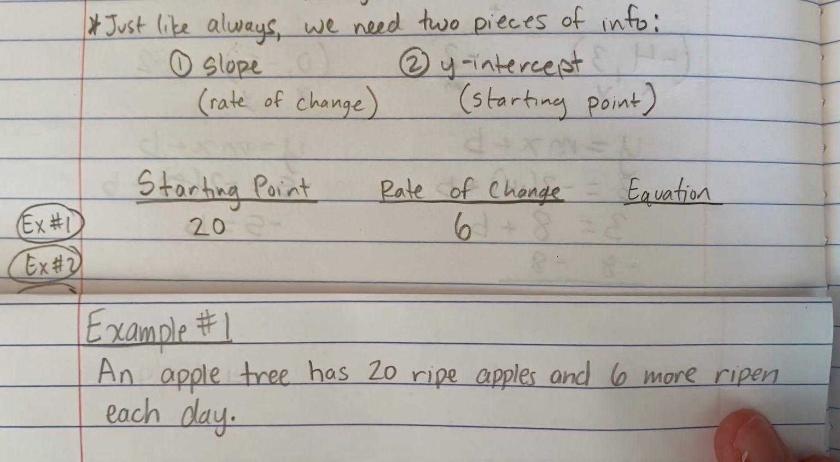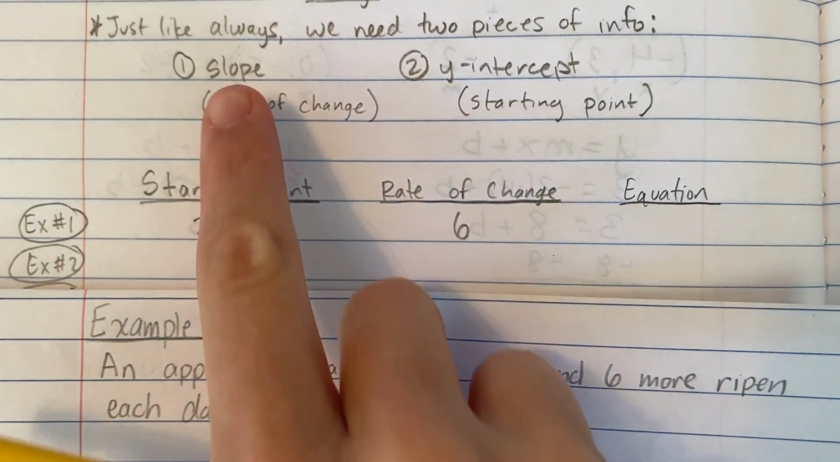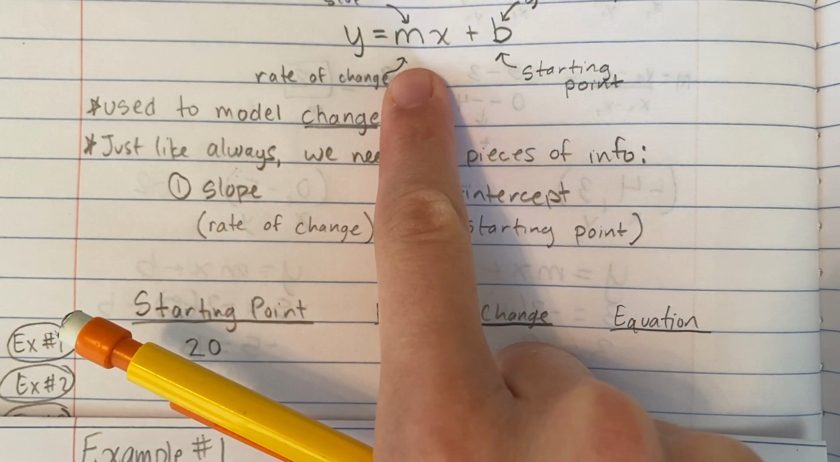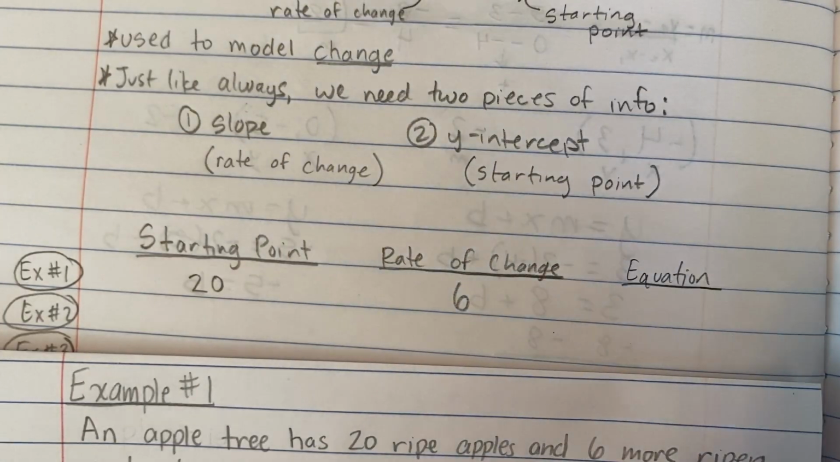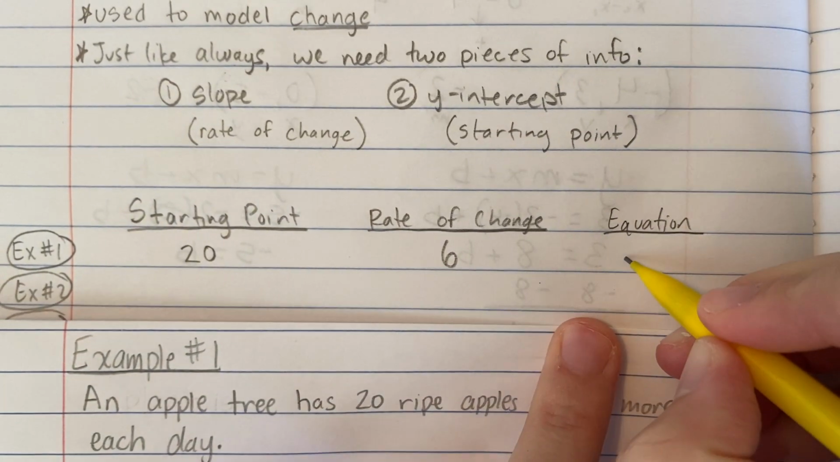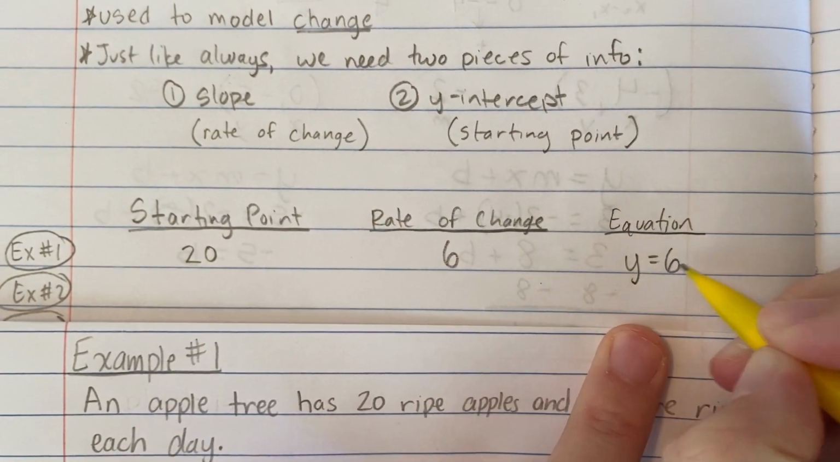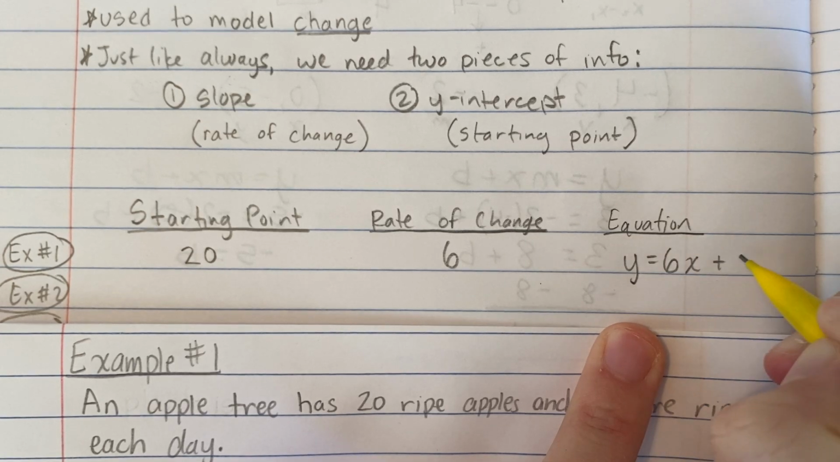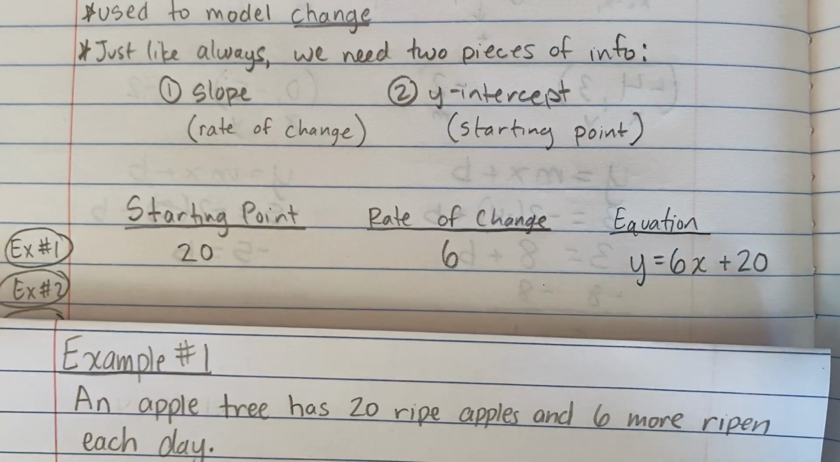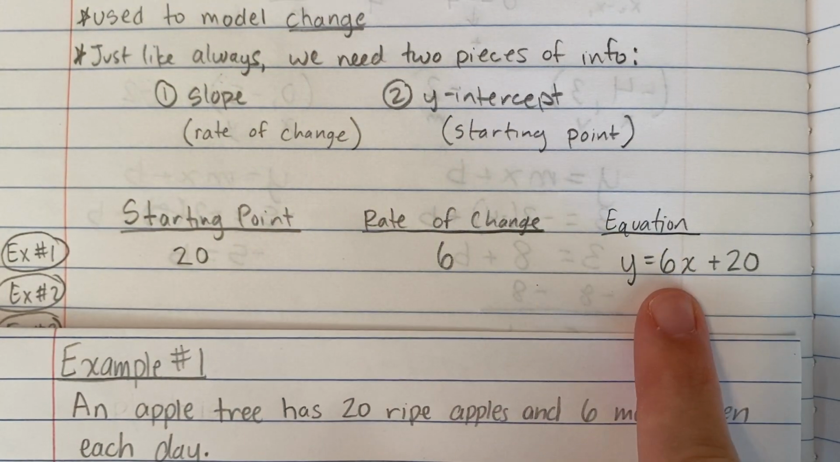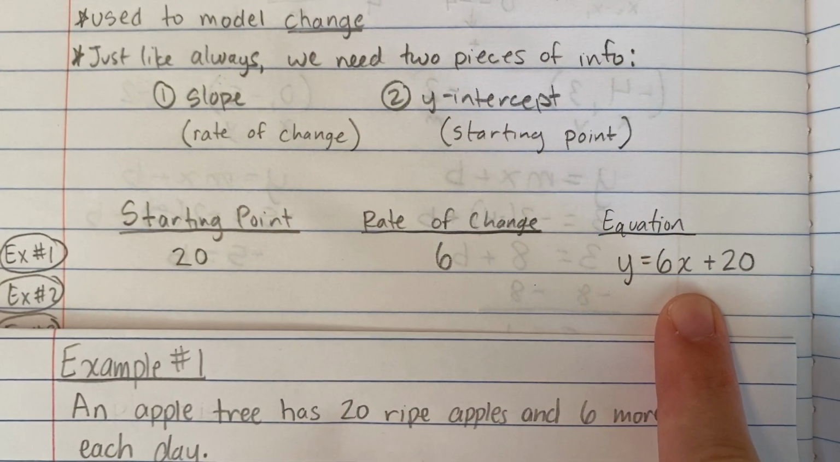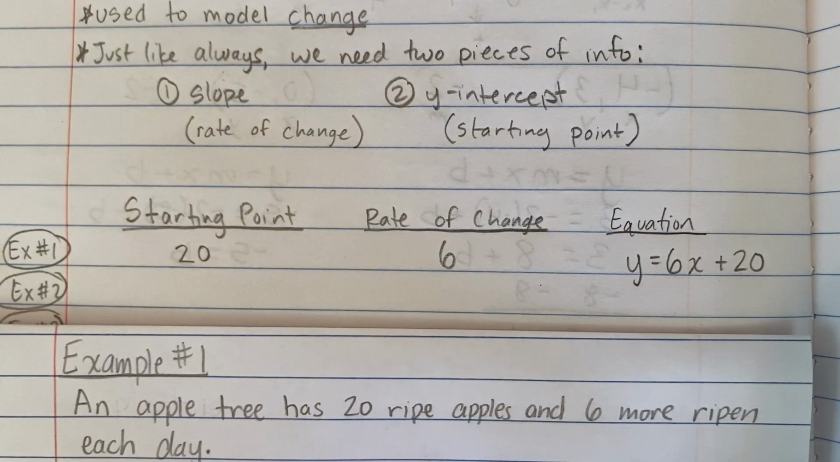So now when we write the equation, my rate of change is my slope, so I'm going to put that in the M position. And my starting point is my y-intercept, so I'm going to put that in the B position. I'm literally just plugging in these numbers. Y equals 6x plus 20. Okay, that's it. We're going to talk about how to use this equation in a little bit, but right now we're just going to take the pieces and write them.